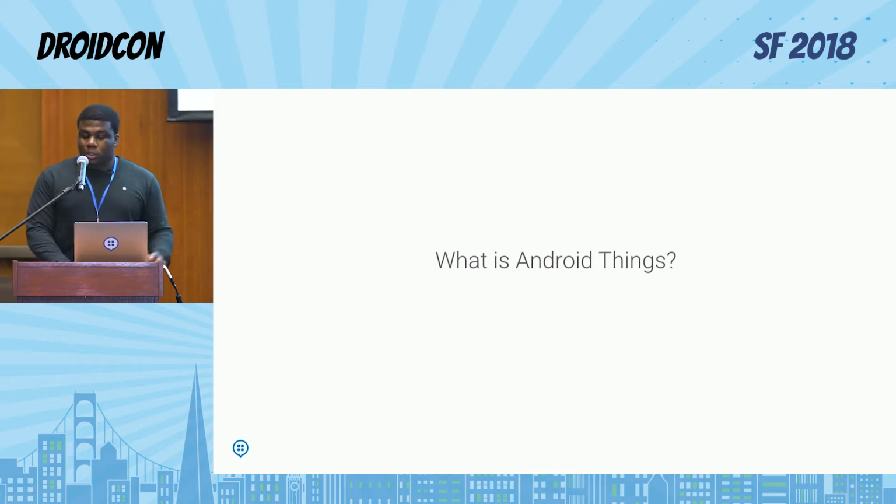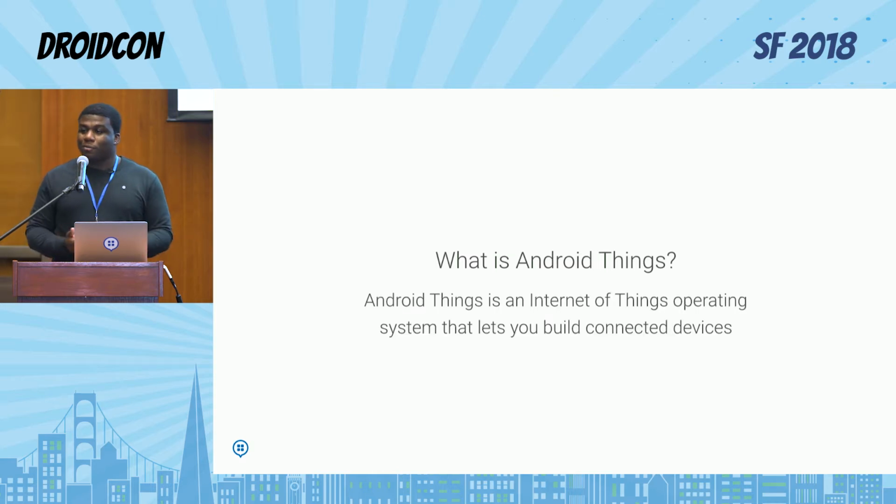So what is Android Things? Android Things is the Internet of Things operating system, and it allows you to build connected devices. In general, reading this, you're probably wondering what connected devices are. Connected devices are anything from your smart thermostat that turns up the heat when you first get home, or a smart fridge that tells you that your milk is about to expire.